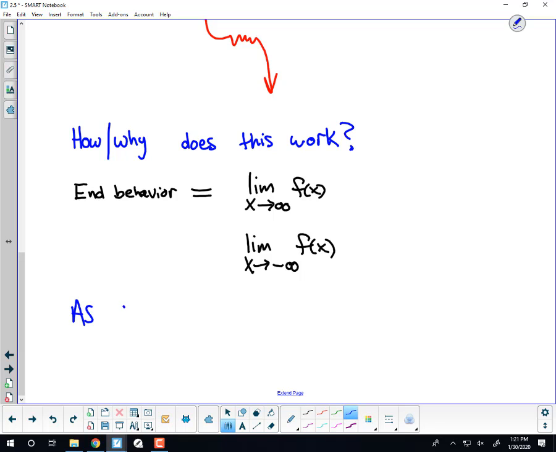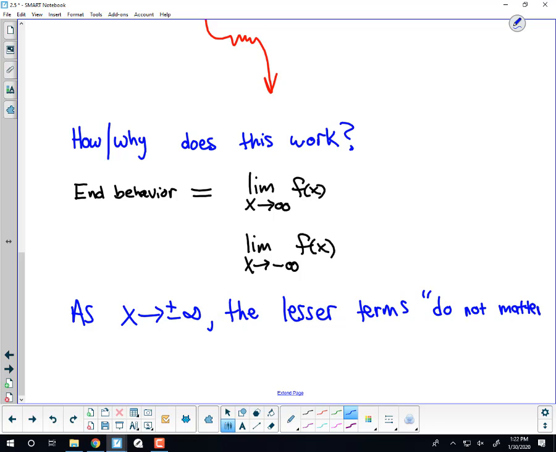So as x approaches infinity in either direction, the lesser terms, we'll just say, it's not technical, but we'll just say do not matter. So this is a really important idea that it's only in the context of x getting larger and larger that the lesser terms don't matter, right?